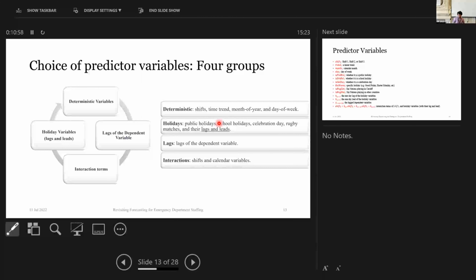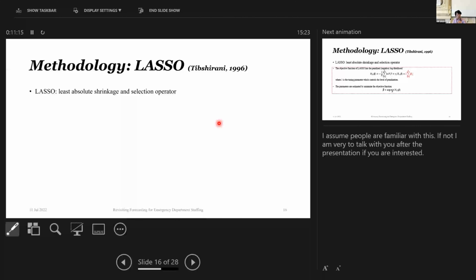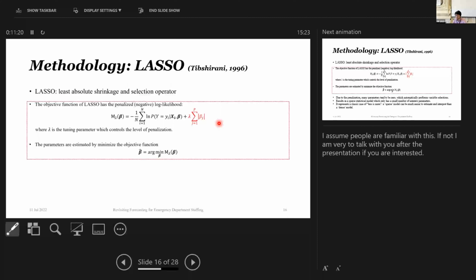Of course, if you count all those variables, it's going to be a large number of variables, and you need some type of variable selection, and we are going to use lasso. And I just assume that everyone here is familiar with lasso. Just a one-sentence summary of this method is that you have a penalization in your optimization problem, so that your estimated coefficients are pushed to zero if they are not important. In this way, you automatically select the important variables.